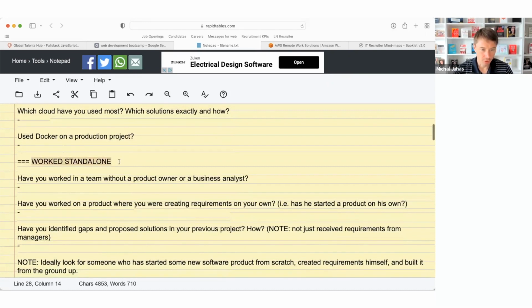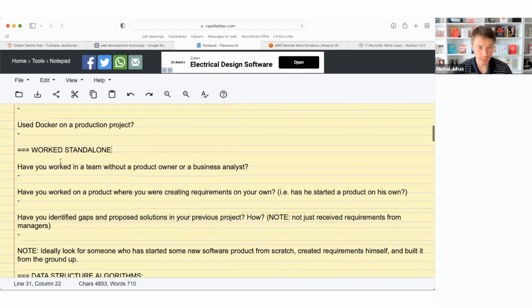If the candidate can work standalone, for example, in this case, the CTO said that they want someone who can work without a product owner, without a business analyst, because they don't really have any product owner or a business analyst. So they are looking for developers who have started their own projects, who are able to come up with the requirements by themselves.